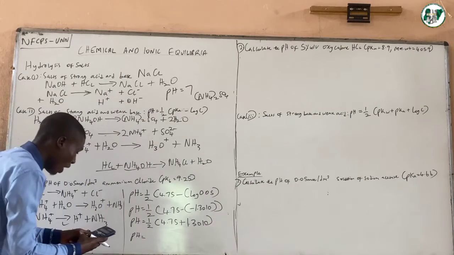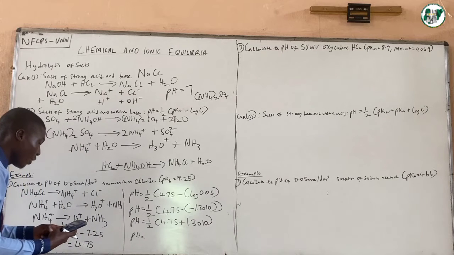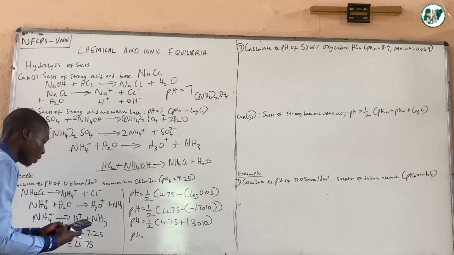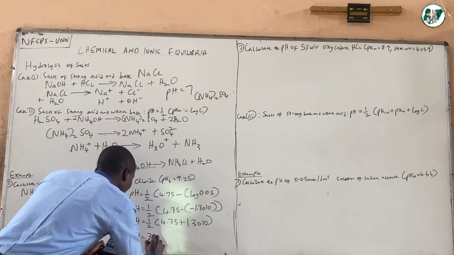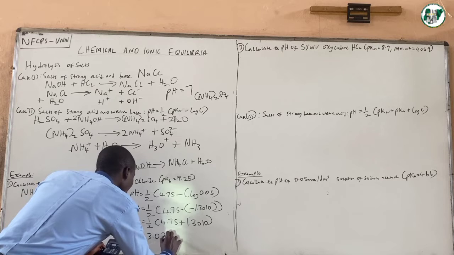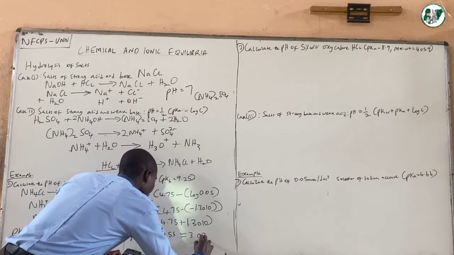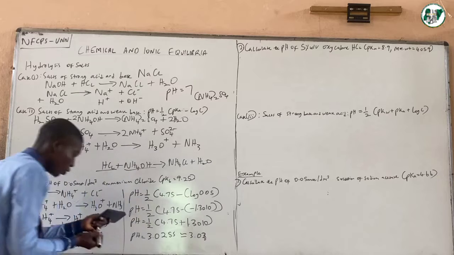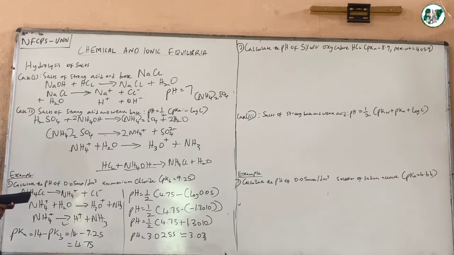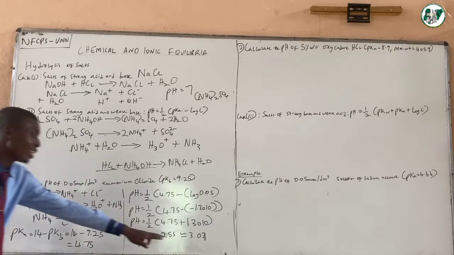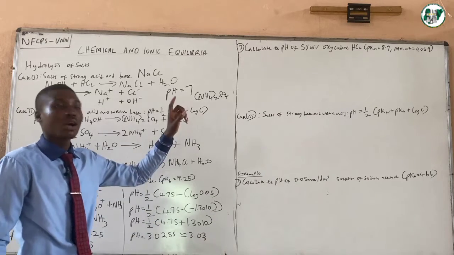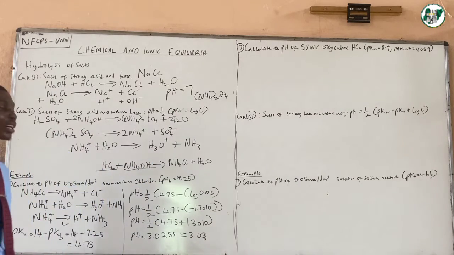So we're going to have 4.75 plus 1.3010 divided by 2, which gives us a pH of 3.0255, which is approximately 3.03. The pH of that solution is going to be 3.03, and 3 is less than 7. So that is the calculation for that.